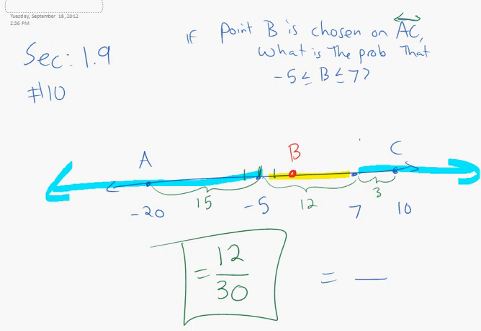Help us see that connection. What do you mean? How? Hold up. I'm not sure what you mean. Guys, excuse me.